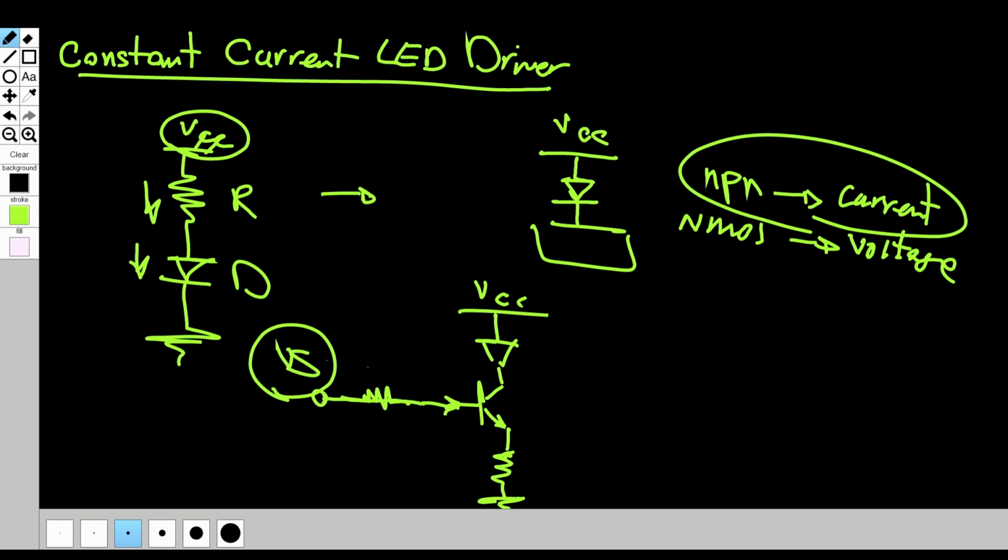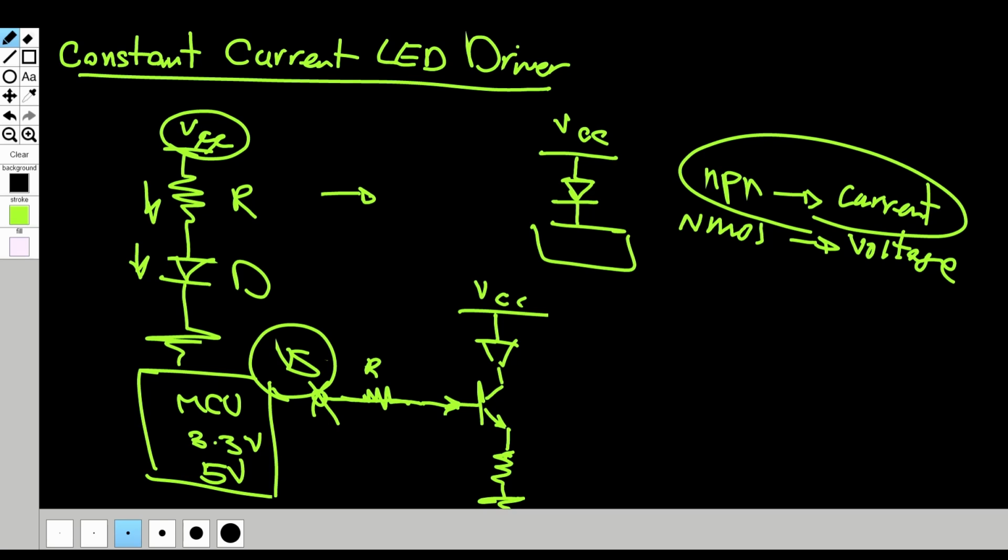So in most real world applications, we basically use an MCU, a microcontroller. Some MCUs are 3.3 volts, some MCUs are 5 volts, so it doesn't really matter. We could assume either. So one application is using an MCU, and then the voltage on this pin would be 5 volts or 3.3 volts. And then you have some resistance on here, let's call it R1, that limits the current through the base.